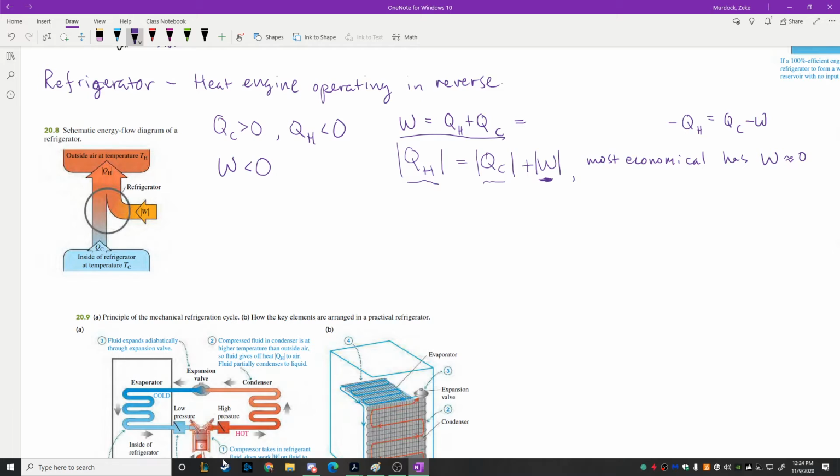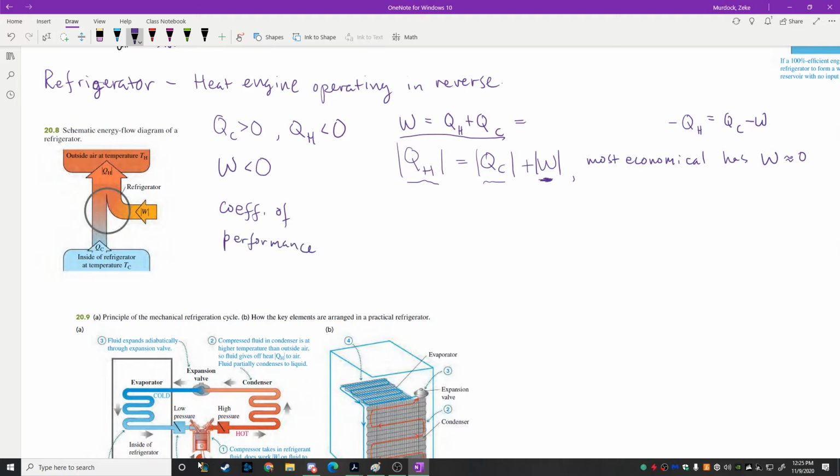I don't know. So anyway, the most economical way to do this would have the work be approximately 0, or to have it be minimized. So instead of defining an efficiency for one of these engines, we're going to define something called the coefficient of performance. Coefficient of... Is it performance? Yeah. Performance.